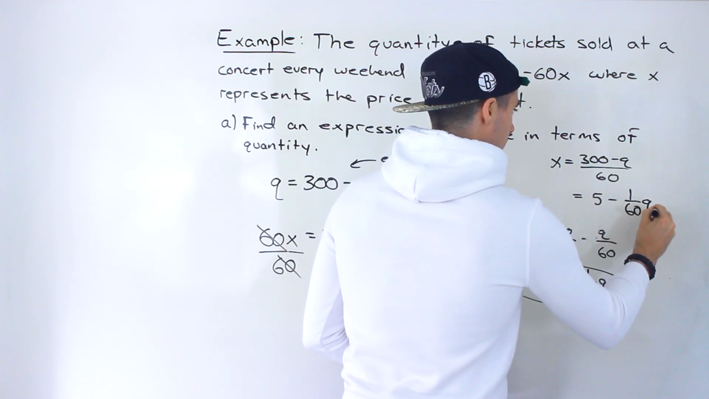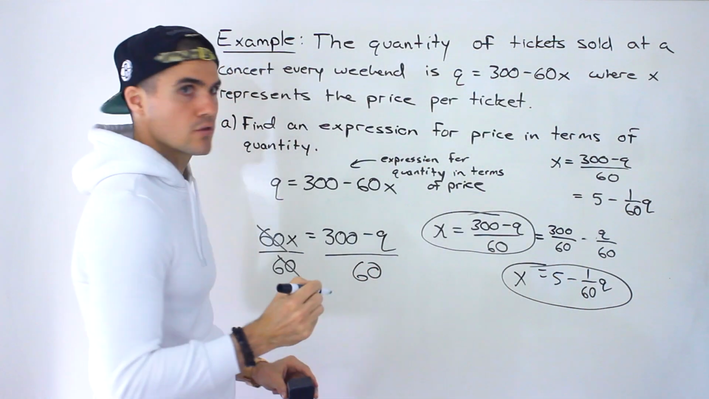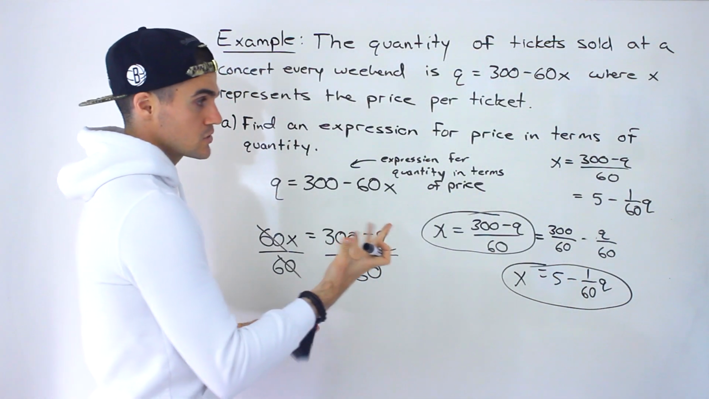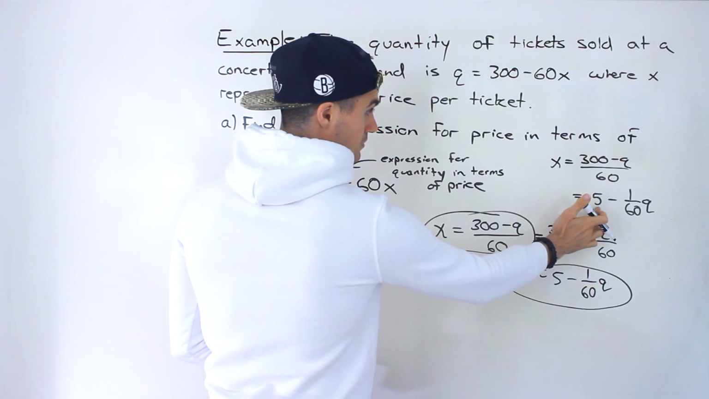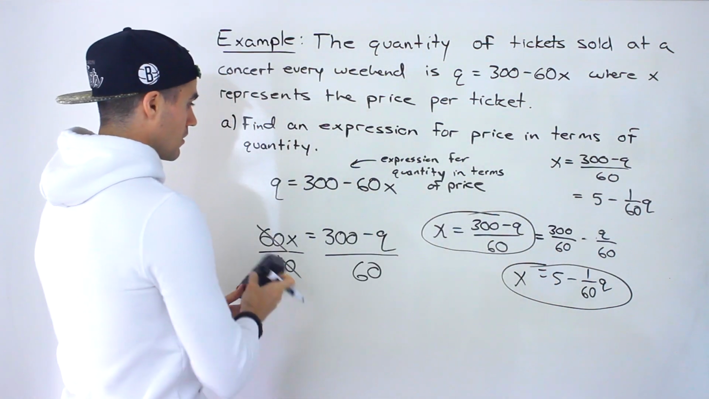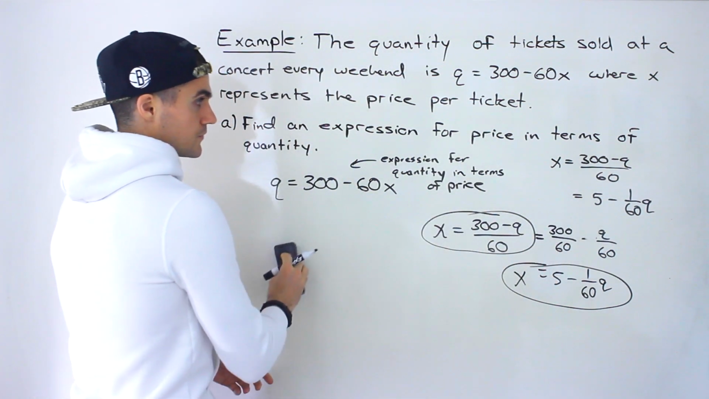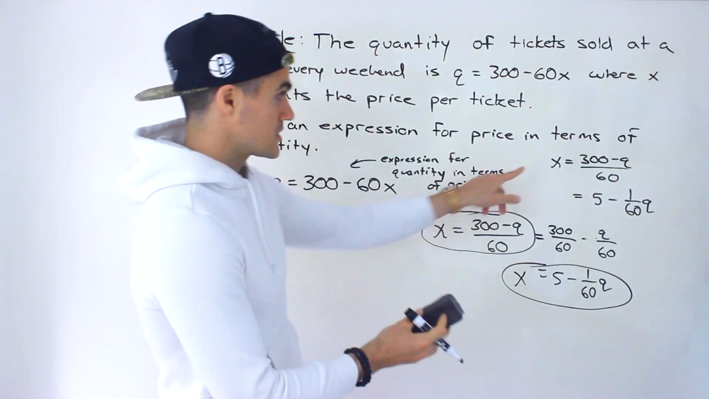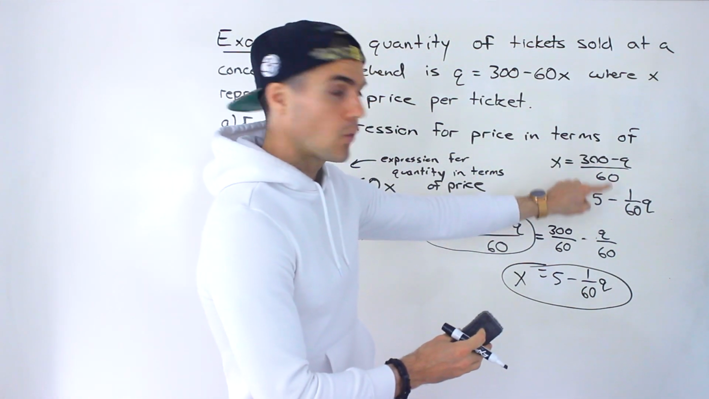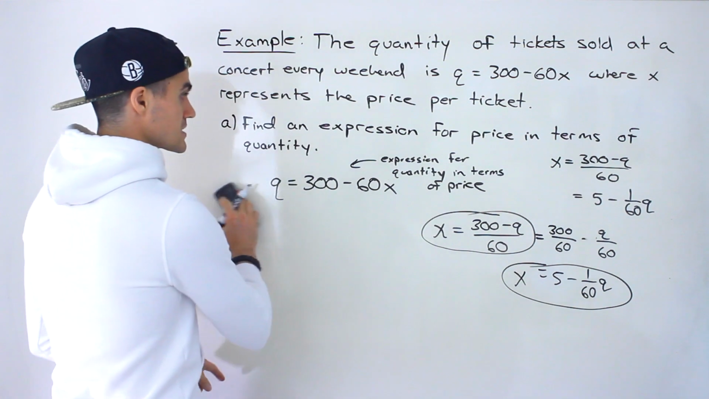Okay, so just know how to go from one to the other, because maybe in a multiple choice test, they might give you this answer instead, right? But they are the same thing. So we're done part A. We've expressed the price in terms of the quantity. Each of those are the same thing.